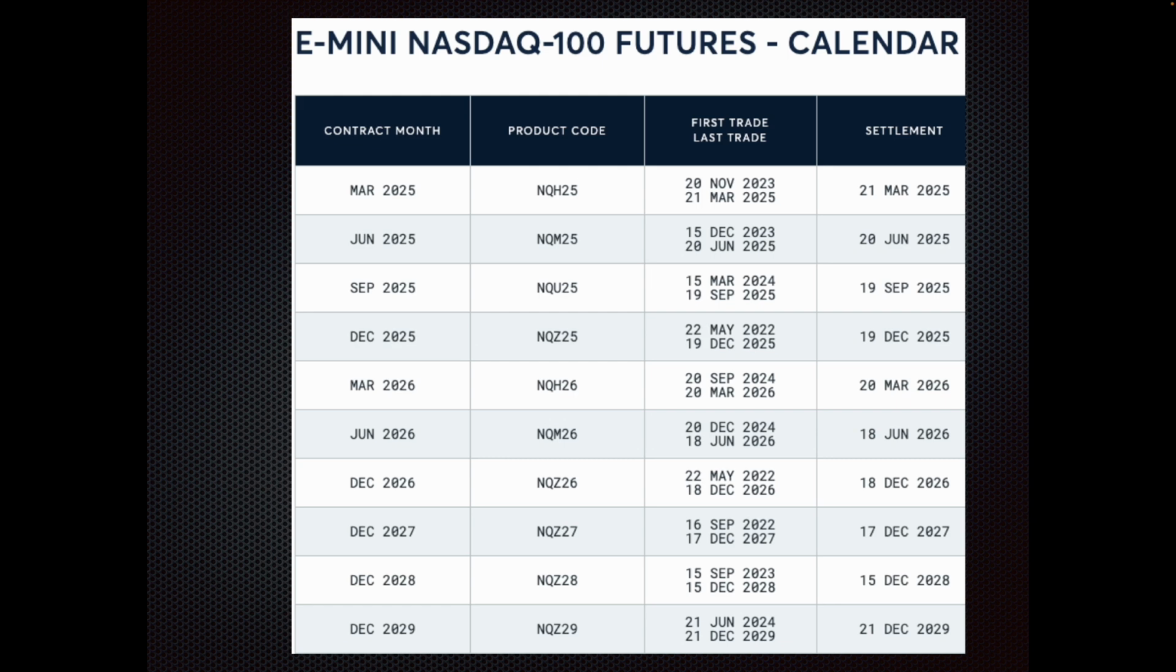So one thing that people get confused about is expiry dates. They're not always the same every year. So you can see here that March 2025, the expiry for March is on March 21st. That is the current contract we're trading. And in 2026, it's going to expire on the 20th of March.